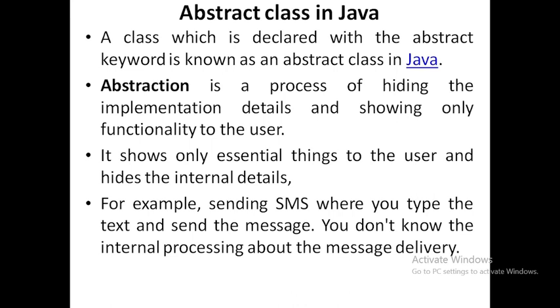I'll give one more example of abstraction. You can see it by sending an SMS, where you type the text and send the message. You don't know the internal process of the message delivery. What you are doing is just typing the message and sending it, but you don't know how the message is being delivered. So this is one more example of abstraction.